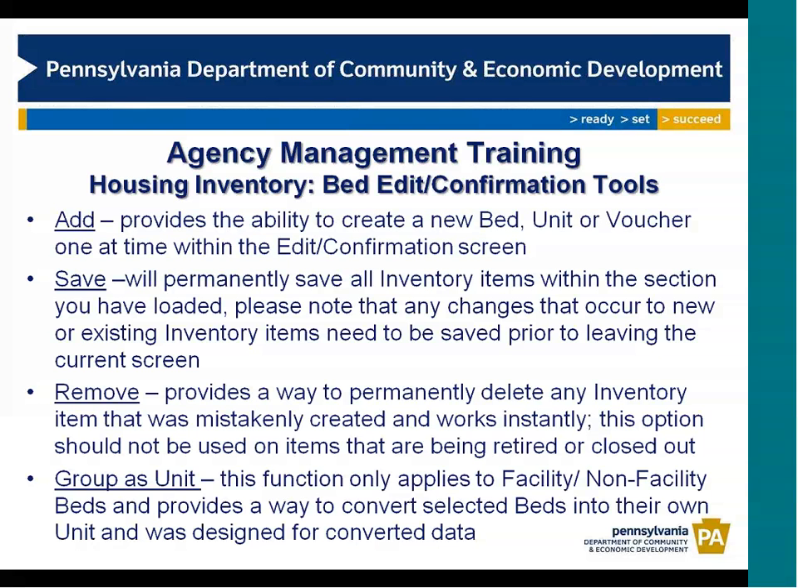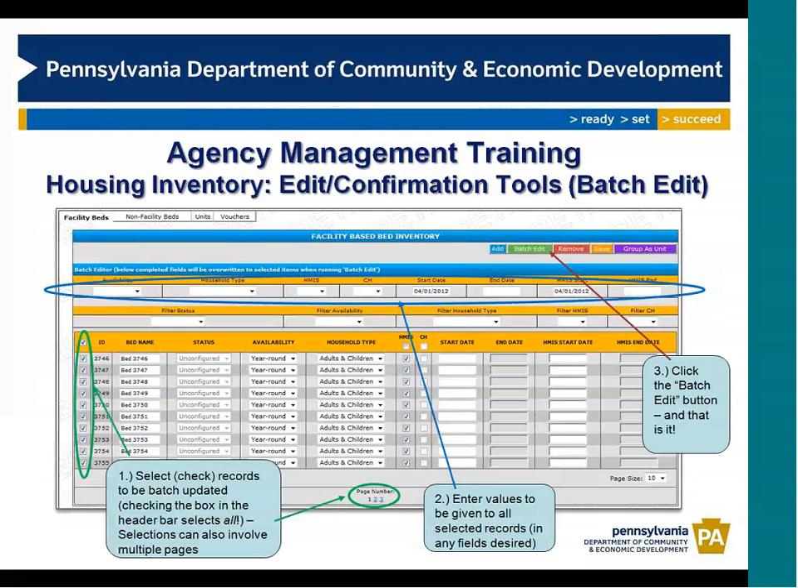The Group as Unit option is one that's specific just to inventory, just to beds. And as we said before, since we had to convert all data over to beds, this is where it was designed for usage. Now you can use it in other areas. It also uses those checked features.